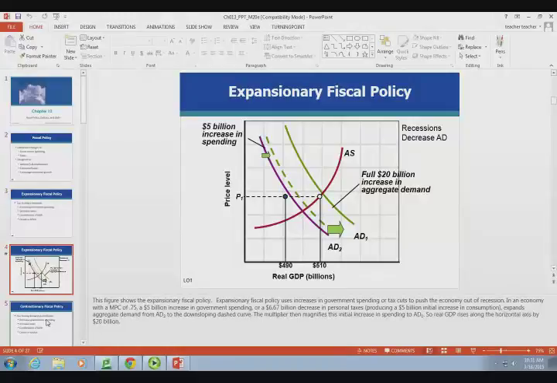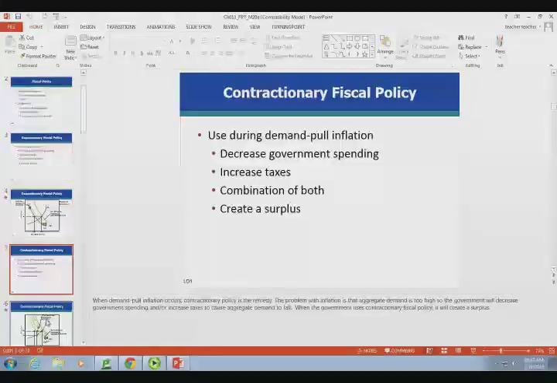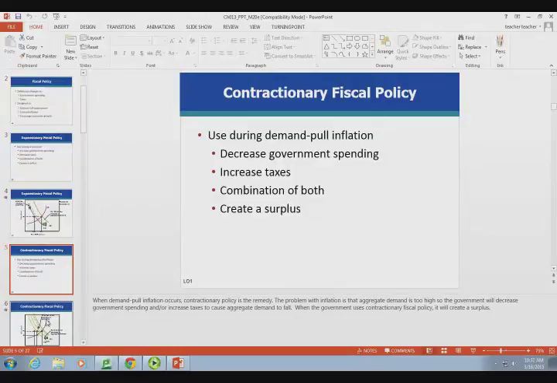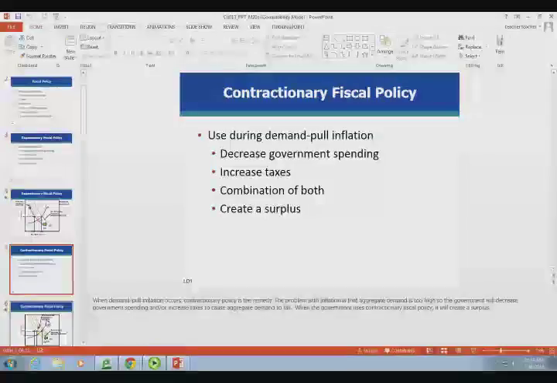So literally what we do in contractionary fiscal policy is we siphon some of the air out of the tires of our economy, all right? So what are we going to do? We have inflation. Prices are increasing too fast. Remember I told you demand pull inflation is when there's too much money chasing the same goods and services. So I'm going to get some of the money out of this economy.